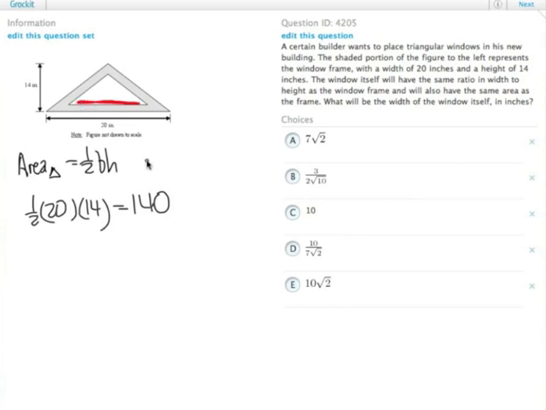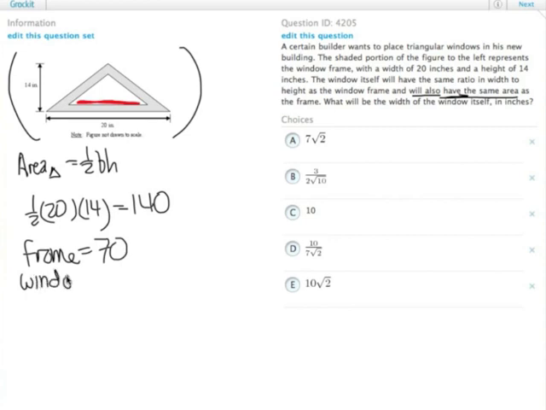So one thing we know, and it says right in the problem, that these two things will have the same area. So the area of the whole thing is 140. That means that the area of the shaded area and the area of the white thing within are each half of that total area. So the frame equals 70 and the window also equals 70. They're each half of that 140 square inches.